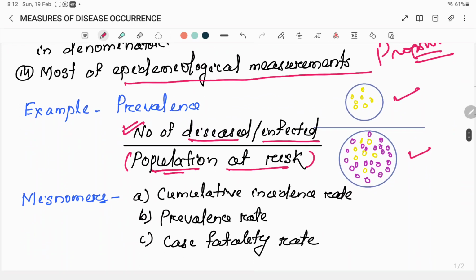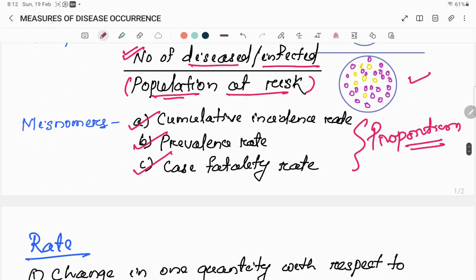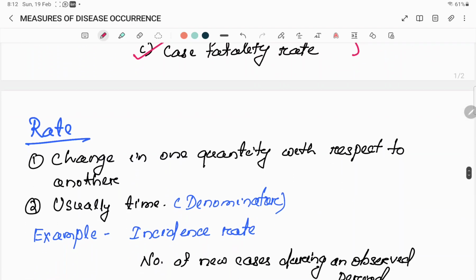In epidemiological measurements, terms such as cumulative incidence rate, prevalence rate and case fatality rate, although they are termed as rate, are proportions in the true sense. Therefore, let's come to rate.